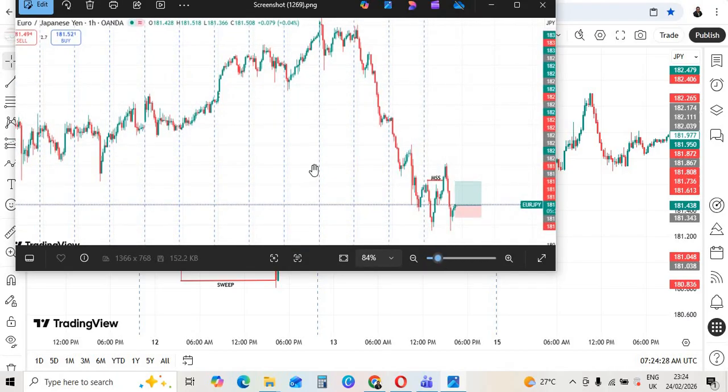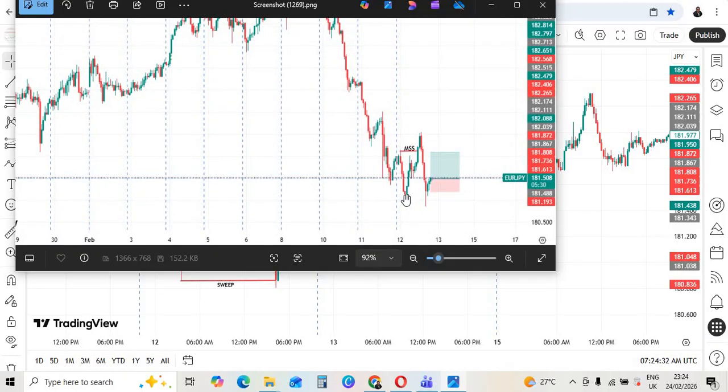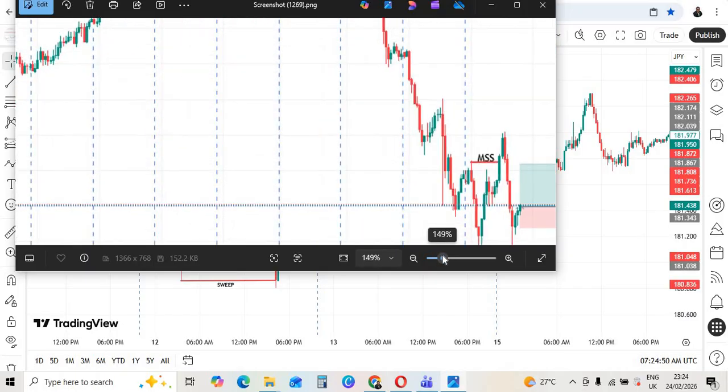This was it. So yeah, this is the trade here. Immediately we had a market structural shift here. I was waiting for price to come back. I waited for price to come back, and when price came back and it started going up there, I was able to take my buy from here.